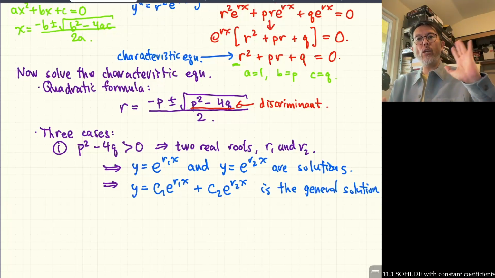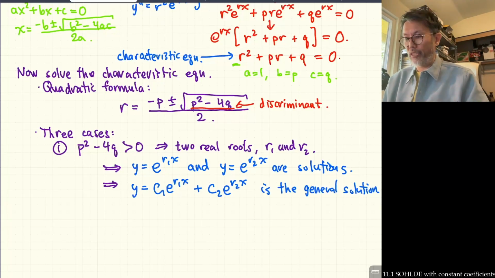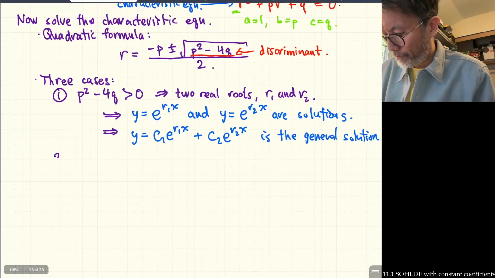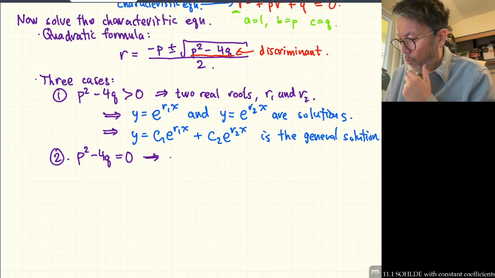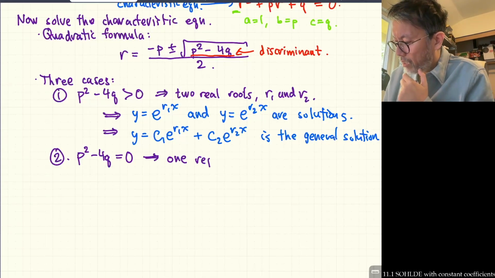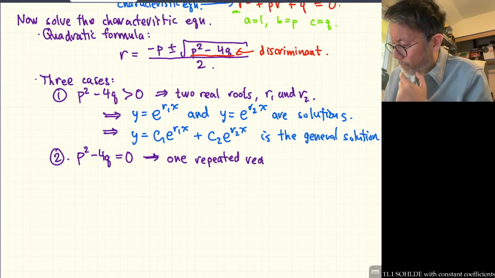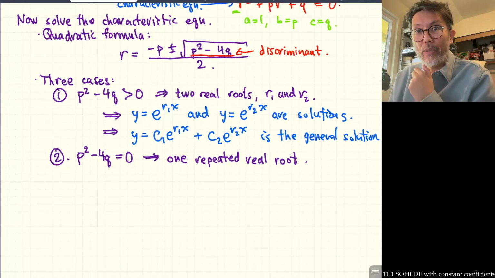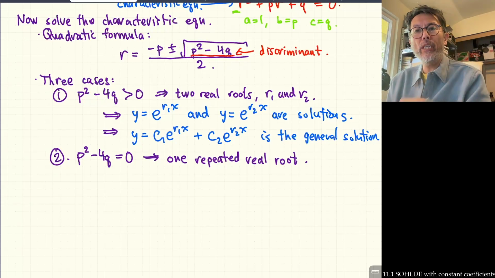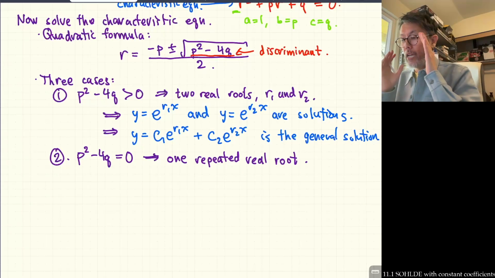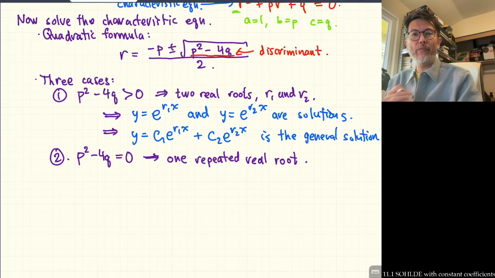Let me describe the other 2 cases, and then I'll end the video and we'll do an example. Okay? So second point. If p squared minus 4q is exactly equal to 0, this implies that we have 1 repeated real root. Just think about it, please, because if the discriminant in the quadratic formula is 0, then we're plussing or minusing 0 to negative p. So we get the real root negative p over 2. It's repeated, yeah?